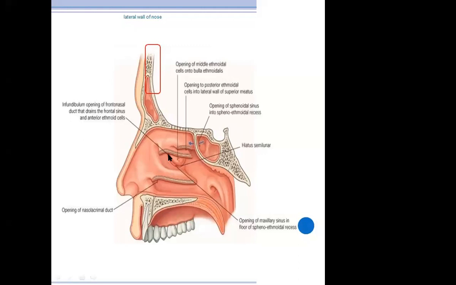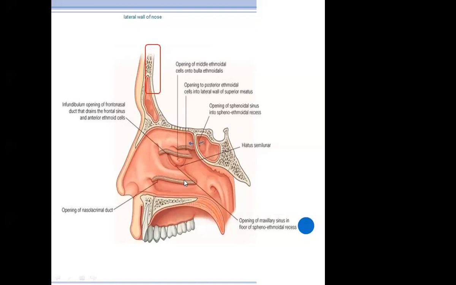And there is a mucus diverticulum which extends from this hiatus semilunaris. Here we can see the mucus diverticulum, which extends upwards and forwards. That mucus diverticulum which extends from the anterior part of the hiatus semilunaris is called the infundibulum. The infundibulum is the mucus diverticulum extending from the hiatus semilunaris upwards and forwards.